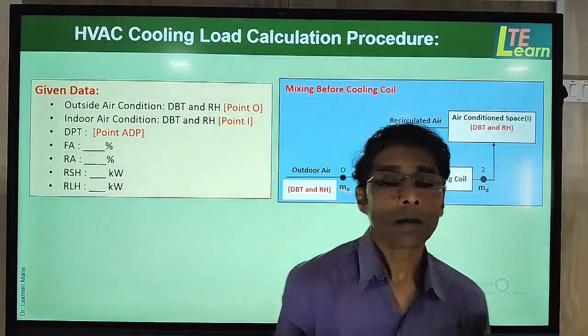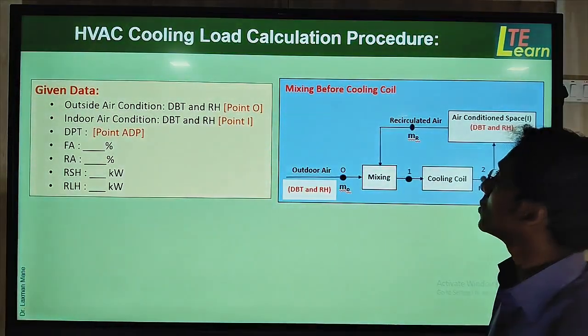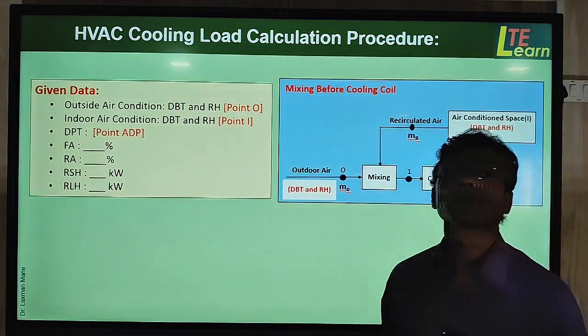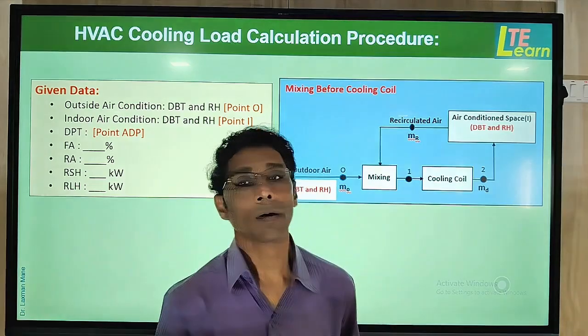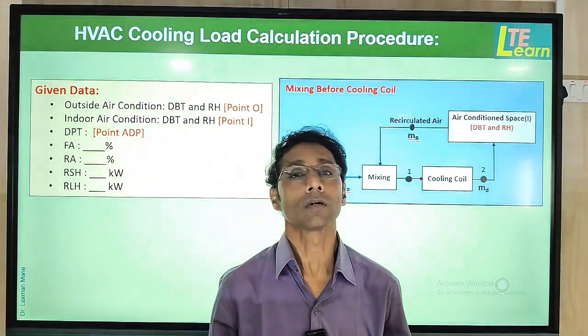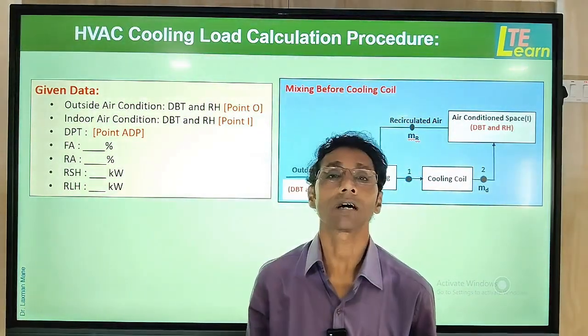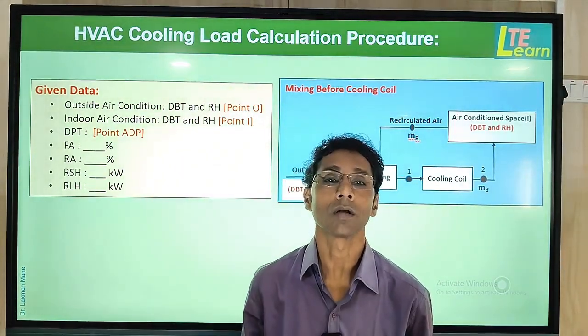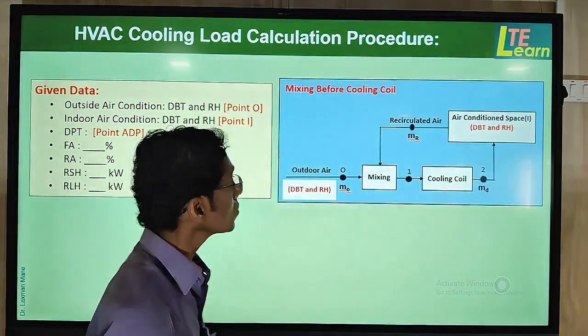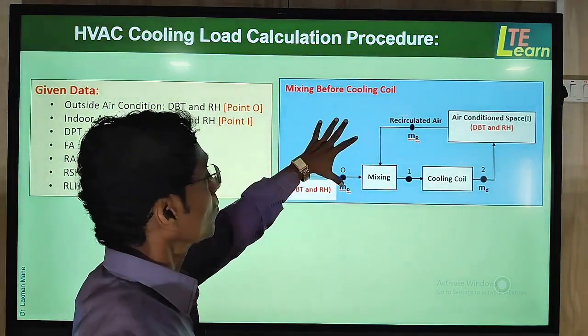Now this type of cooling load procedure is associated with air conditioning systems which are used in big buildings where a large number of people come as occupants. So maybe a cinema theater, auditorium, or conference hall. So here we can see the block diagram.